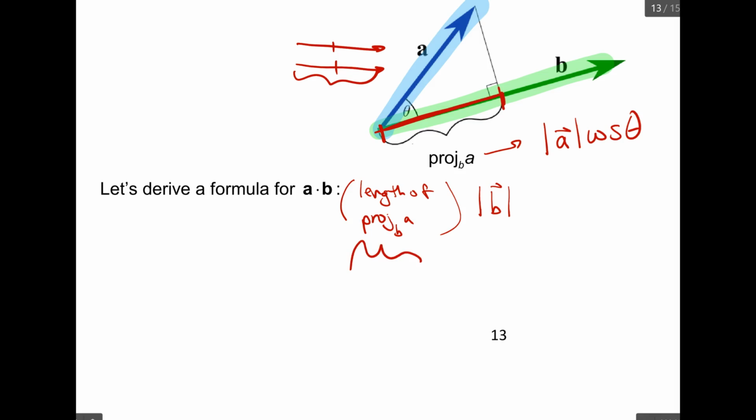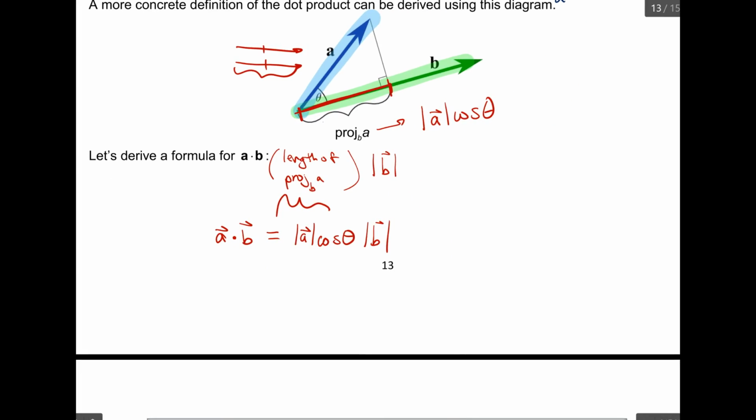Okay, so I can rewrite this line as a dot b, vector a dot vector b, is going to be the absolute magnitude of a, which was the hypotenuse, times cosine theta, theta is the angle between our two vectors, times the absolute magnitude of b. And this comes from the fact that cosine of theta is equal to this projection of b on a over, and then just multiply that times b, whatever b is.